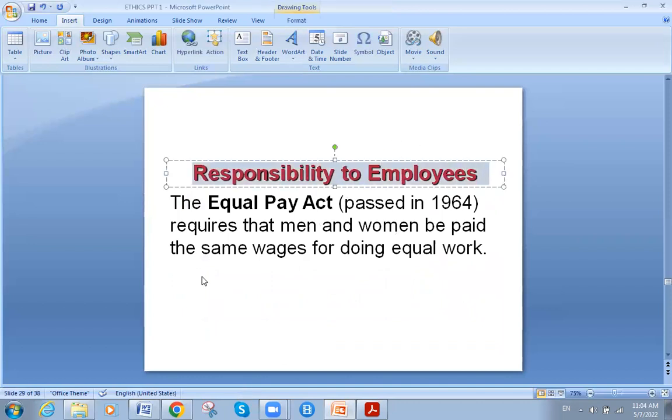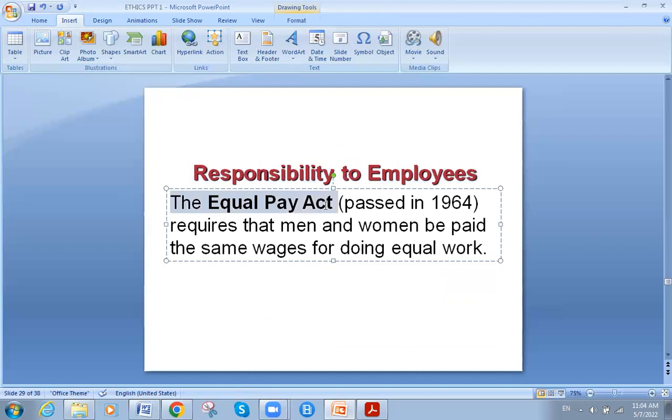Responsibilities to employees. The Equal Pay Act, this was in 1964, requires that men and women be paid the same wages for doing equal work. So the equal work is done by men and women, not that because it's a woman I will pay her less. No, we have to pay equal pay, the same pay, whether a man or a woman, as long as they are doing the same job. So we call this the Equal Pay Act.